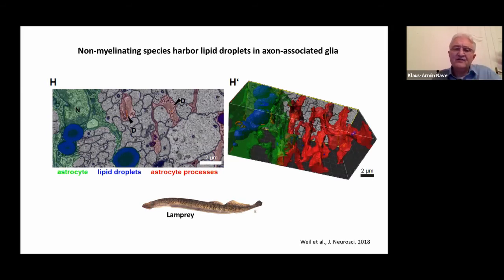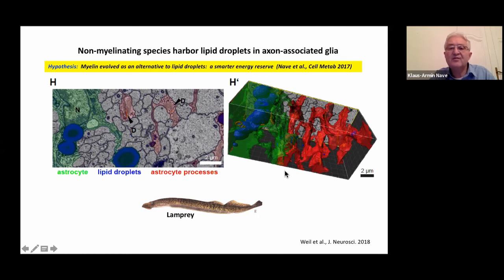So let's go down in evolution to the fish like lamprey and other fish that do not make myelin yet. Do they also have lipid droplets? We were surprised to find, yes, they have lipid droplets in their axonal fiber bundles, which have no myelin, and they're actually full of big lipid droplets. These are lipid droplets that you see here. Here's reconstructed by serial electron microscopy.